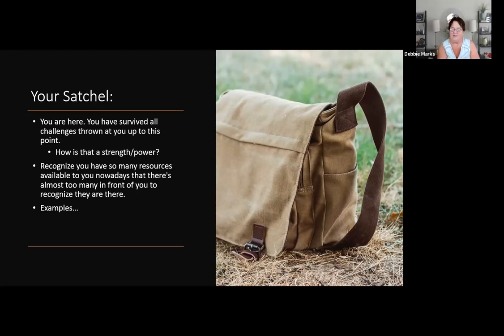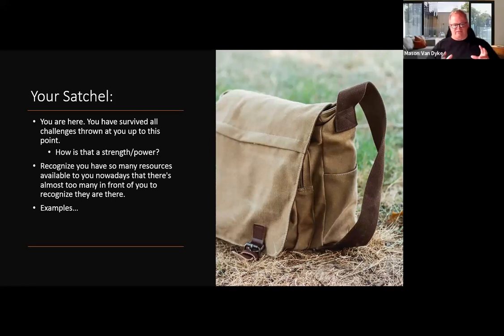Mm-hmm. And it's interesting that you're talking about this today, and you have brought out so many tremendous key points. It creates a picture for me of what a messenger satchel bag is. So I'm just telling you, I'm loving this. This is a great class today.